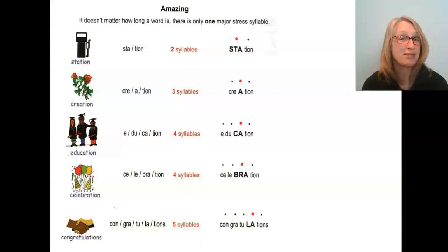Do you know what the trick is? Where's the stress syllable in each one of those words? Right, before the shin. So ation, creation, education, celebration, congratulations, nation. All the words that have ation, the stress is on the syllable before the shin.